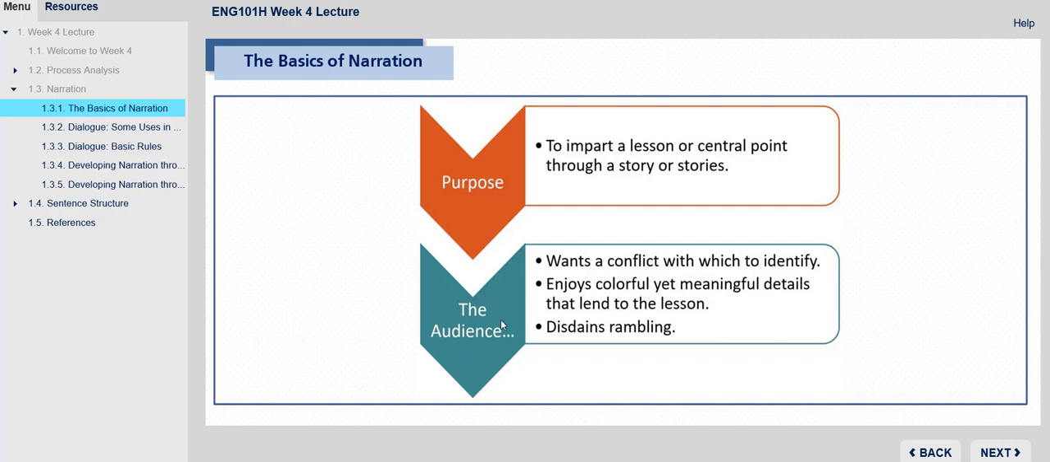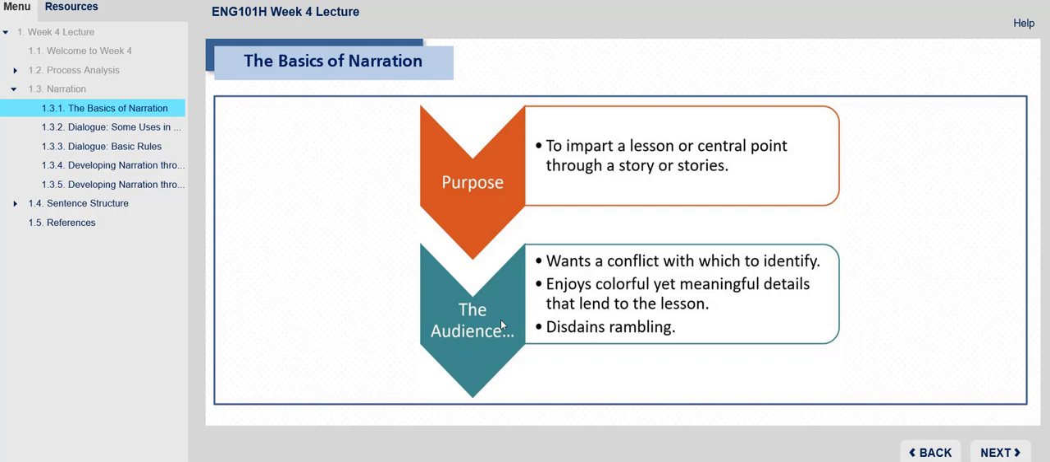Then when you write an essay, you have to be aware of your audience. Who are you writing the essay for? Are you writing the essay for kids? Are you writing the essay for adults? Are you writing the essay for experts? Or are you writing the essay for novices? And you're going to write differently for each audience, okay?